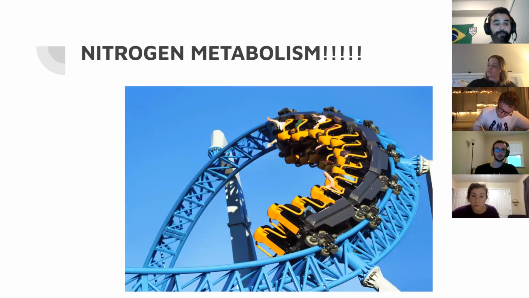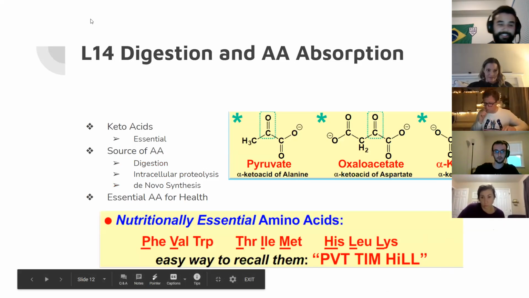So now we're going to go to the roller coaster that is nitrogen metabolism. It's a lot of information that's just going to be thrown our way right now. So just jumping straight in.